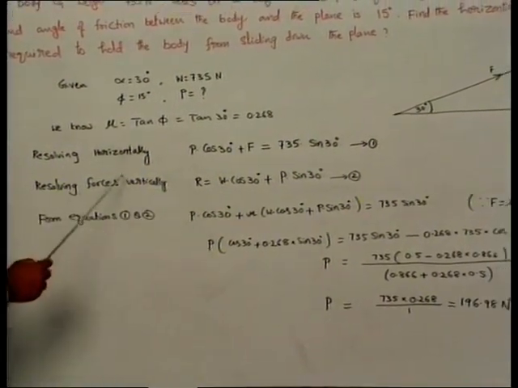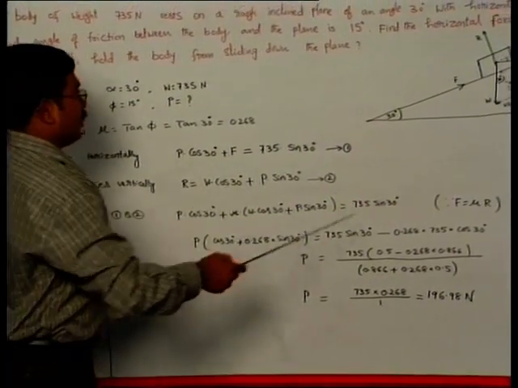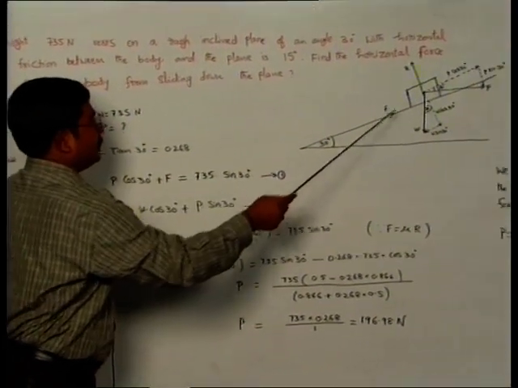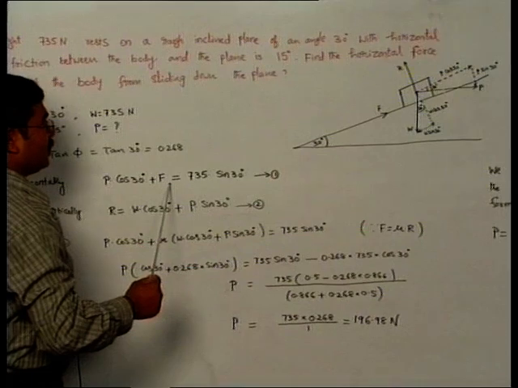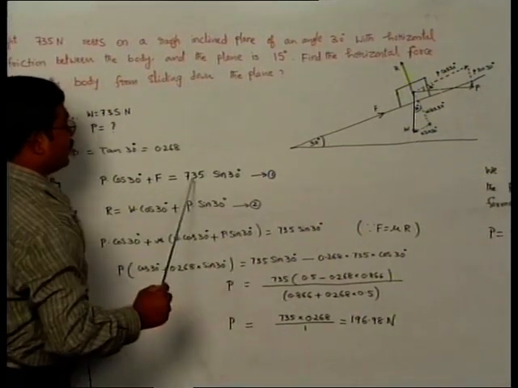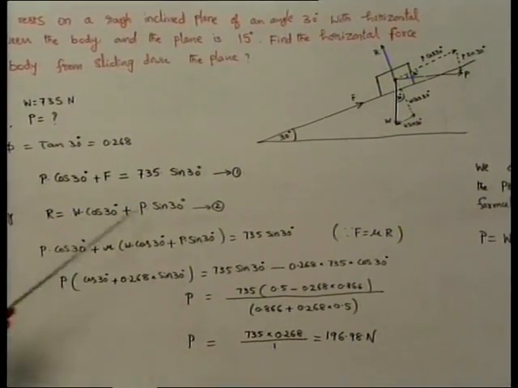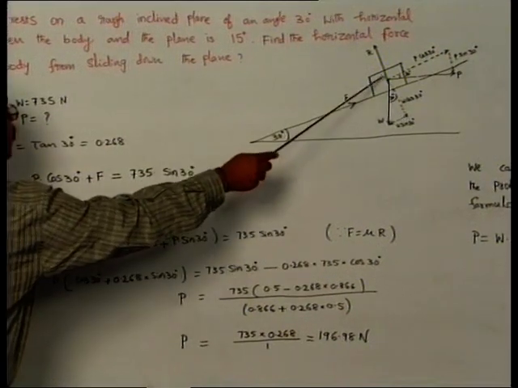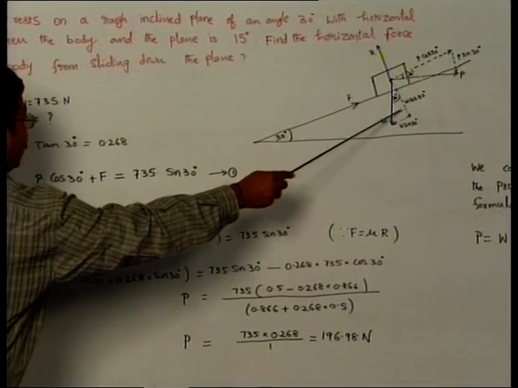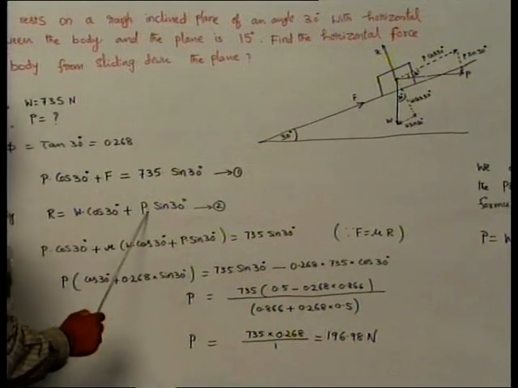Resolving all the forces horizontally for the equilibrium condition, horizontal forces: P cos 30 plus F, that is in the rightward direction, is equal to the leftward direction force, which is W sin 30, W means 735 sin 30, that is equation number 1. Resolving the forces vertically, we have the upward force R equal to the downward force W cos 30 plus P sin 30, that is equation number 2.